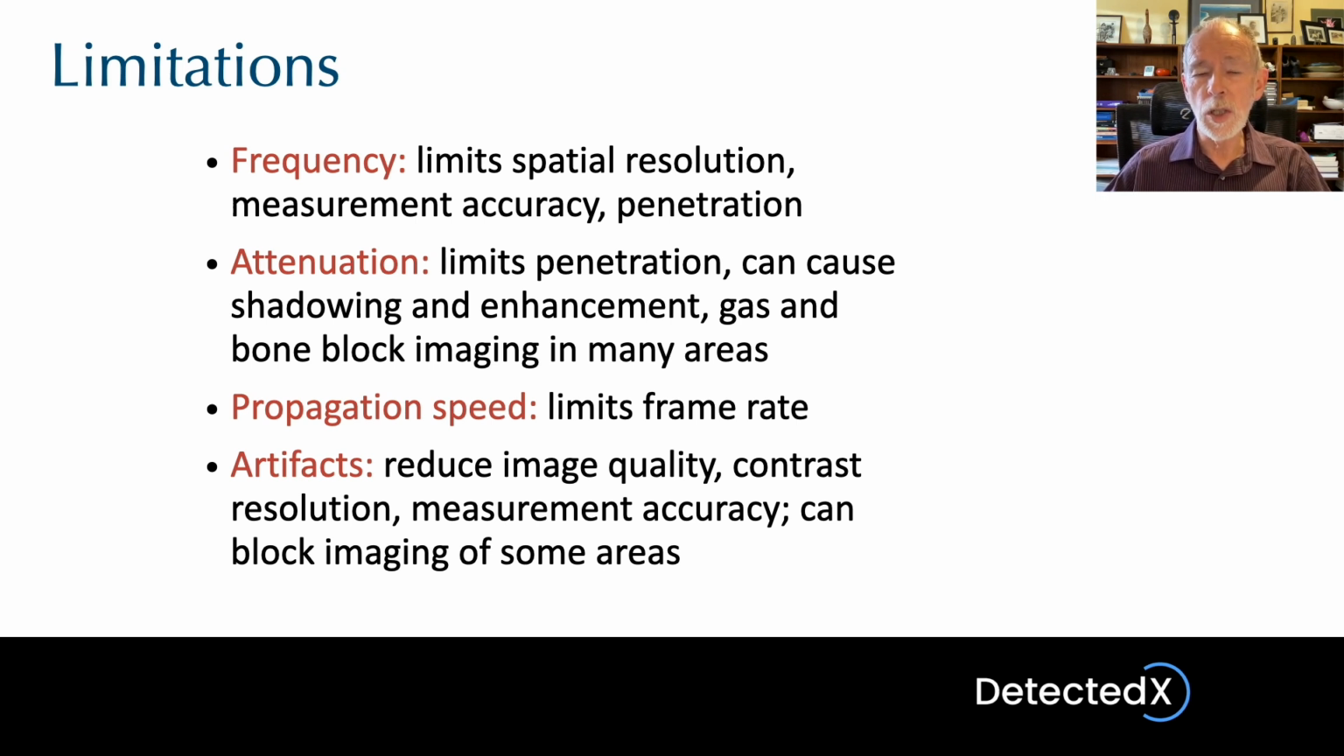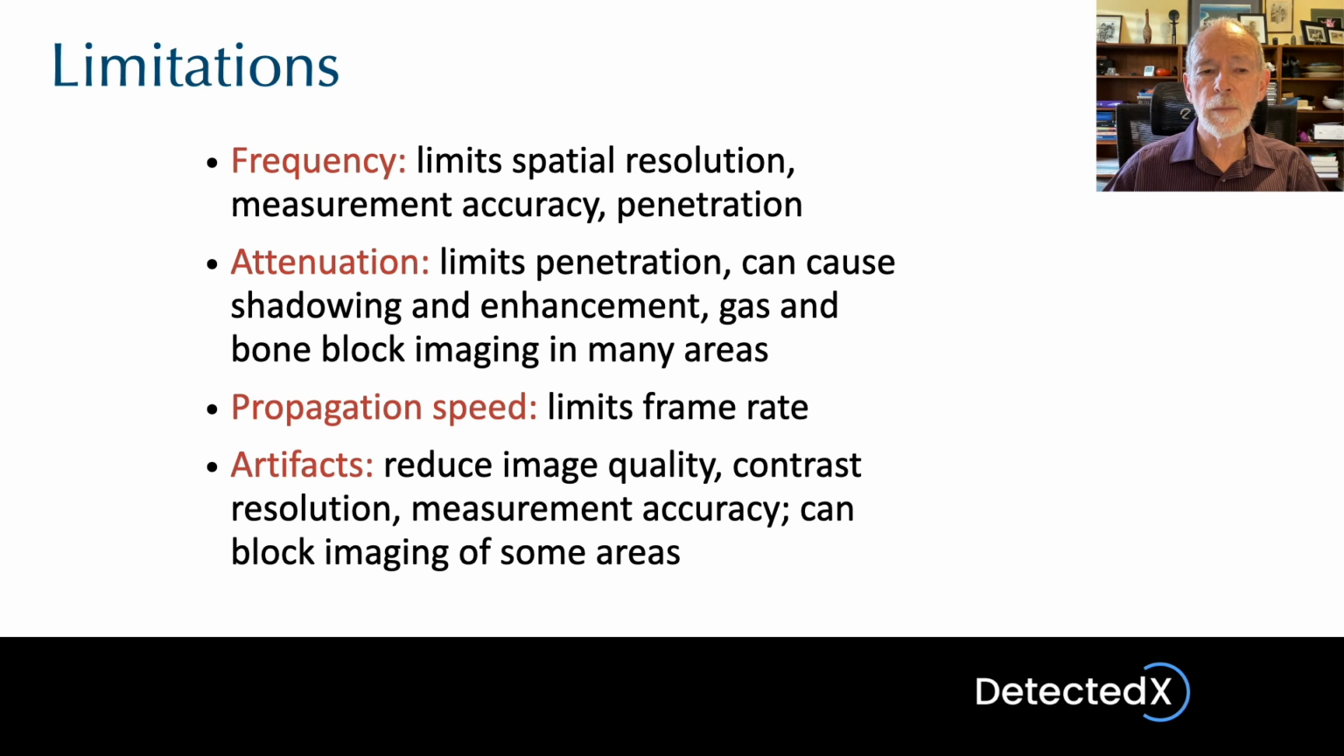Attenuation in normal tissue limits the depth of penetration. When you have abnormally high attenuation in some region, then you can get shadowing. If you have unusually low attenuation, then you can get enhancement. At the extreme, when you have things like gas and bone, you get essentially complete reflection and scattering of the ultrasound, and therefore virtually no energy at all travels beyond that point, and therefore you lose the ability to see deeper tissues entirely. The propagation speed, of course, comes into determining the frame rate, and the propagation speed is simply a physical constant.